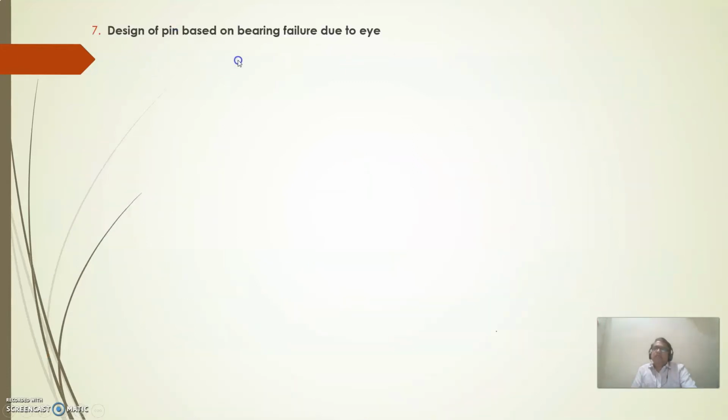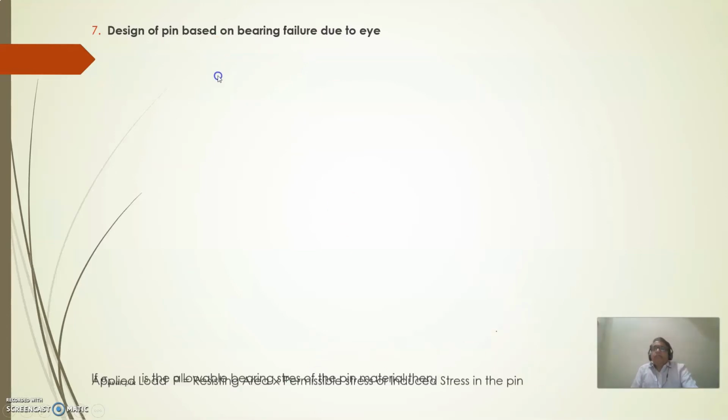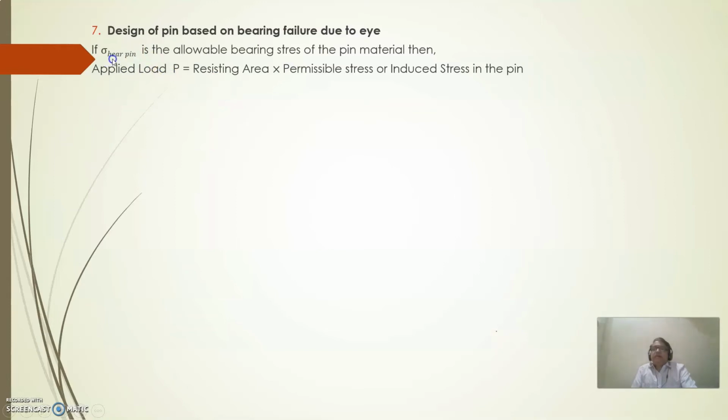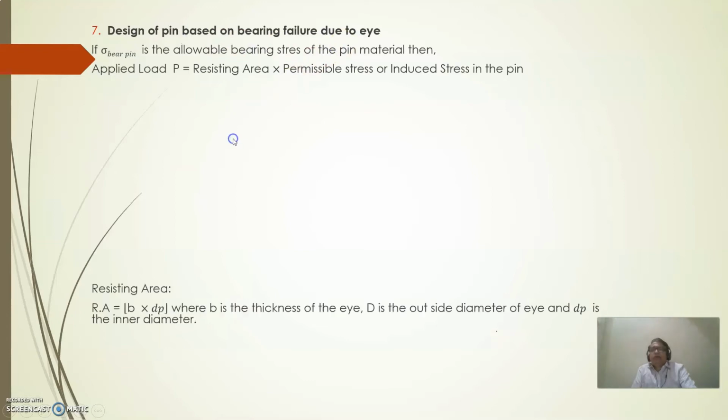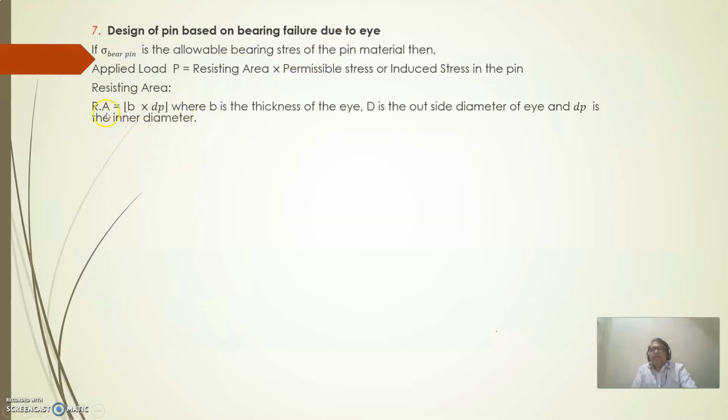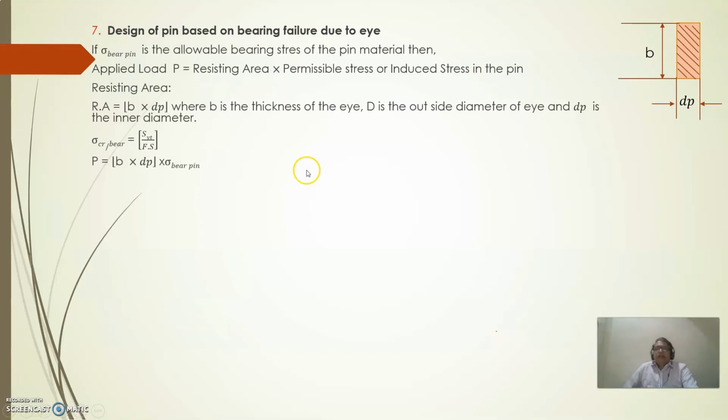The same thing is explained here, design of the pin based on bearing failure. Here, if sigma B is the bearing pressure or the stress in the pin material, then P is equal to resisting area into the permissible stress induced in the pin. Okay, so here design of the pin based on bearing failure due to the eye. The resisting area is B into DP, where B is the thickness of the eye, D is the outside diameter of the eye and DP is the inner diameter. So B is this one and this is DP, right? So sigma C is nothing but the yield strength upon factor of safety.